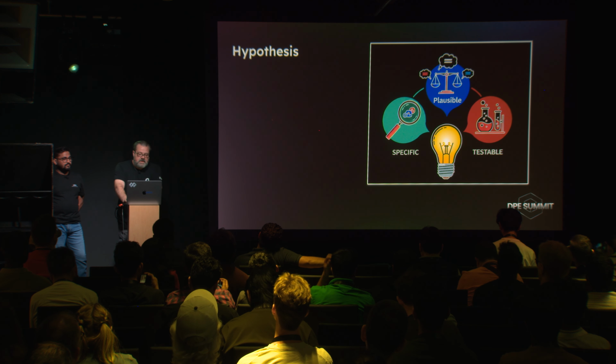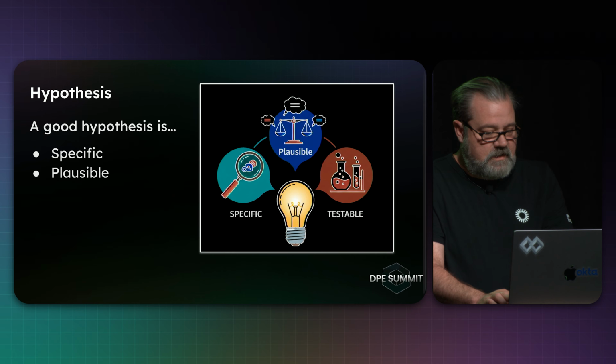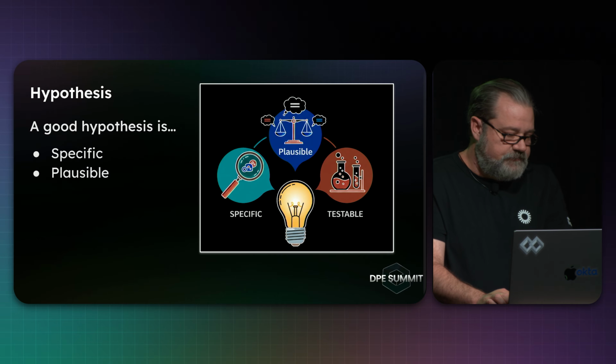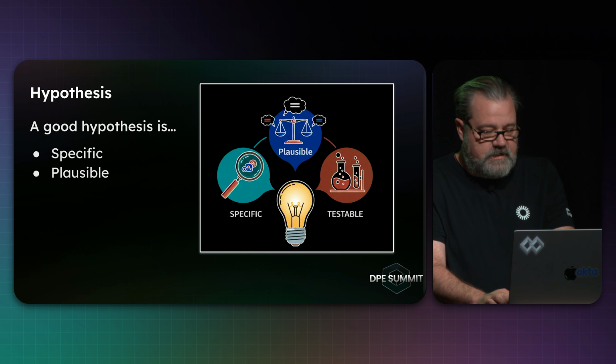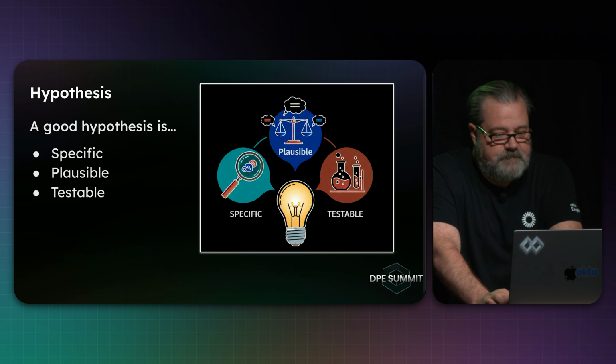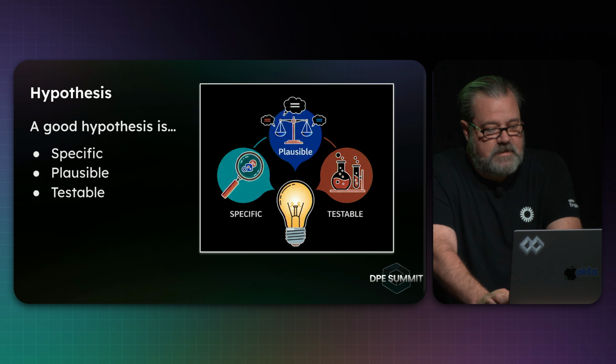So let's talk about the hypothesis. The hypothesis is our proposed explanation for what we're observing. A good hypothesis is specific. It points to a single concrete variable. Plausible. It's a logical and reasonable explanation for the observation. And very important, it should be testable. You need to be able to verify the hypothesis by designing a targeted change and measuring again.